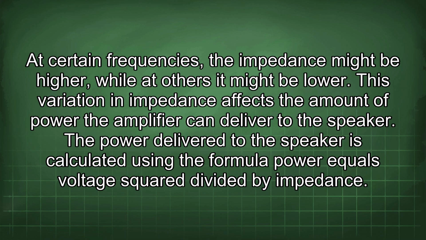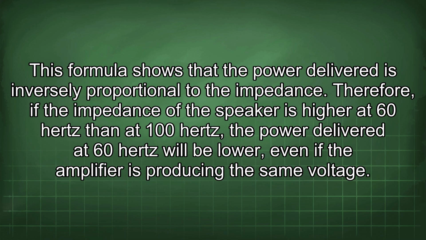The power delivered to the speaker is calculated using the formula power equals voltage squared divided by impedance. This formula shows that the power delivered is inversely proportional to the impedance. Therefore, if the impedance of the speaker is higher at 60 Hz than at 100 Hz, the power delivered at 60 Hz will be lower, even if the amplifier is producing the same voltage.